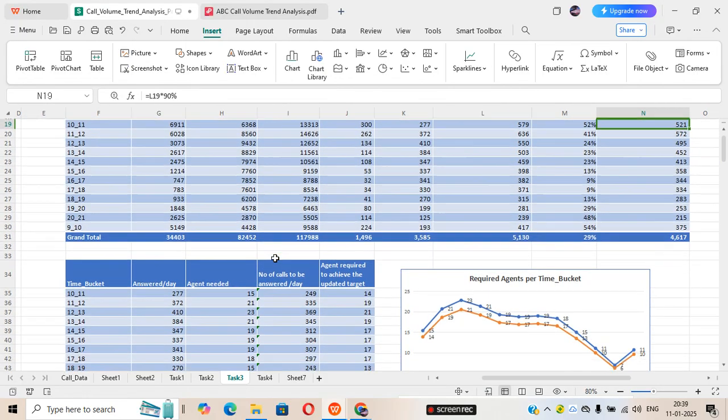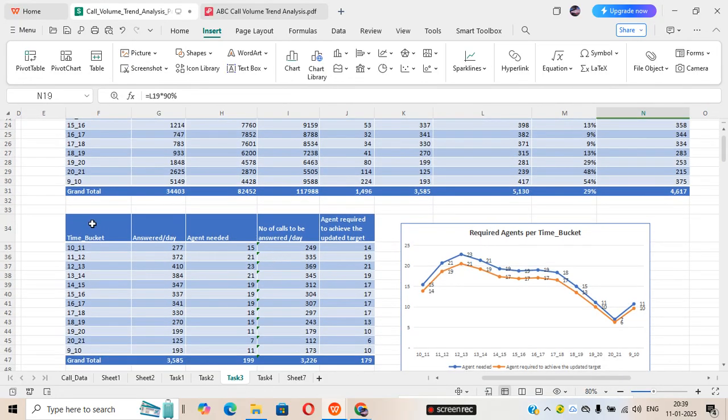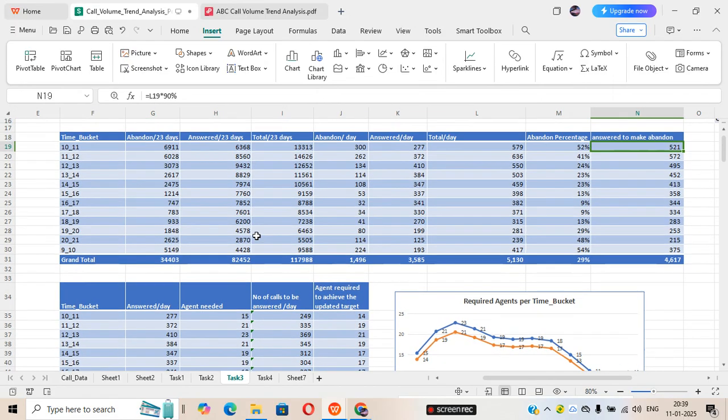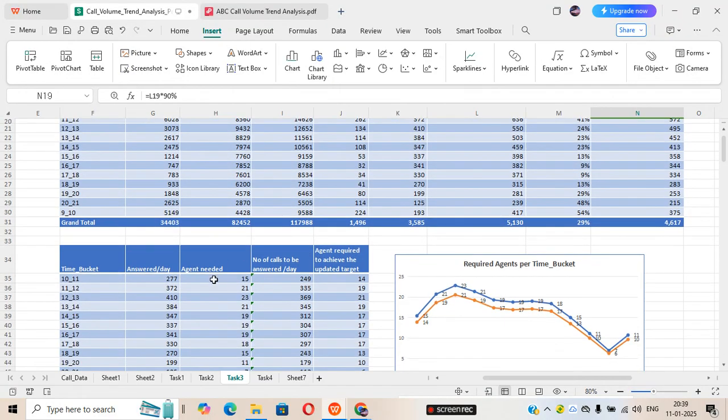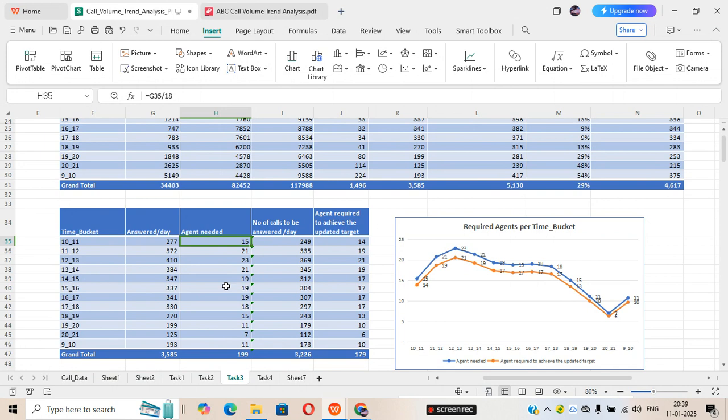The next step I did was I have taken time bucket, answered per day and the agent needed. How to calculate the agent needed? I have calculated the agent needed by dividing the answer per day by 18. So we got the agent needed values for each time bucket.